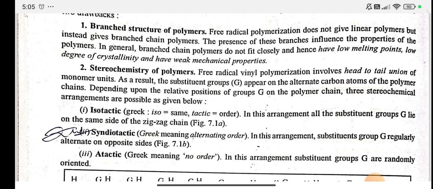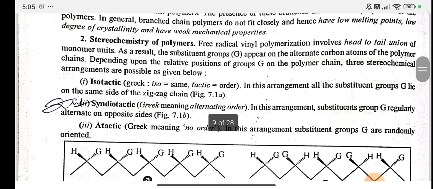Depending upon the relative position of group G on the polymer chain, three stereochemical arrangements are possible, as given below. Isotactic. Iso means same, tactic means order. In this arrangement, all the substituent groups lie on the same side of the zigzag chain.